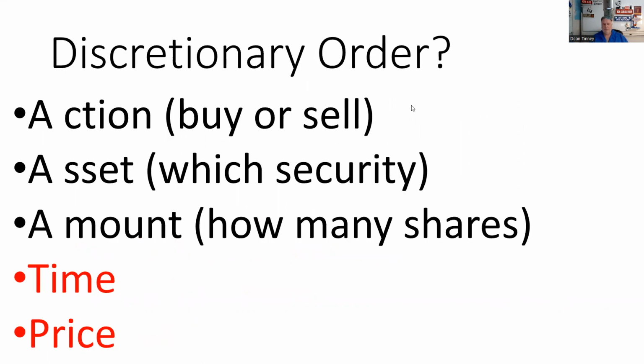Okay, so what constitutes taking discretion on an order? If I, as a registered representative, am going to make a decision about action, whether to buy or sell, asset, which security to buy or sell, or the amount, how many shares to buy or sell, if I'm going to make a decision about one, two, or all three of those A's, I need to have discretionary authority on the account.